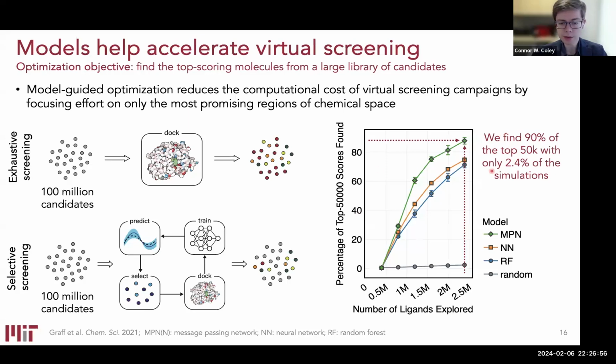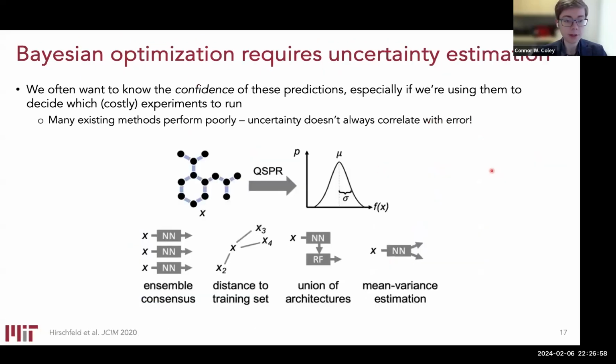Now, this notion of Bayesian optimization does require, to some extent, uncertainty estimation. Typically, we don't just want to ask our models to make a prediction of a property or of a docking score, but we want them to predict the confidence or the error as well, because there's value in exploring regions of chemical space where the uncertainty is high, because it might contain strong performing compounds.